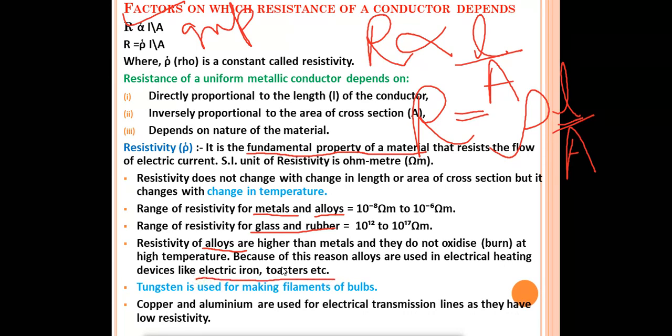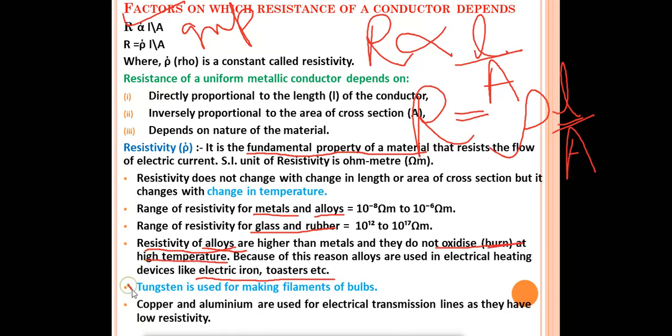So one question can come from here also. Why are alloys used in electric iron and toasters, or electrical heating devices? What answer will you write? That alloys have very high resistivity and they do not oxidize or burn at high temperature, so they are used in electrical heating devices. These 2 points you have to remember, and you can write the answer.